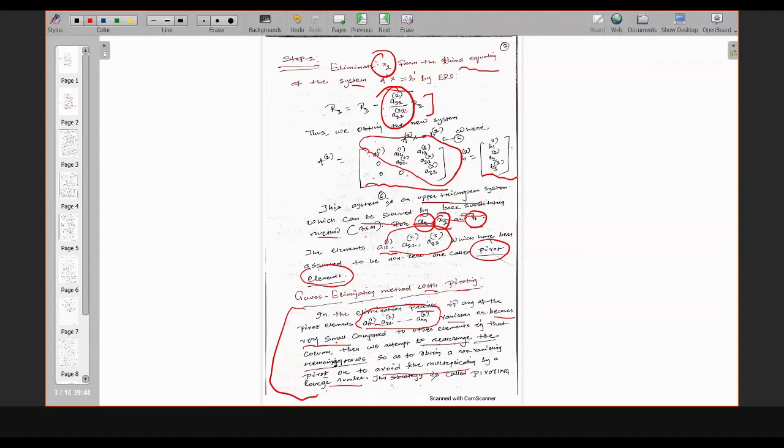So this strategy is called pivoting. Why is pivoting required? You should write this down. These things I have mentioned so you can understand. Then you can go to the next slides.